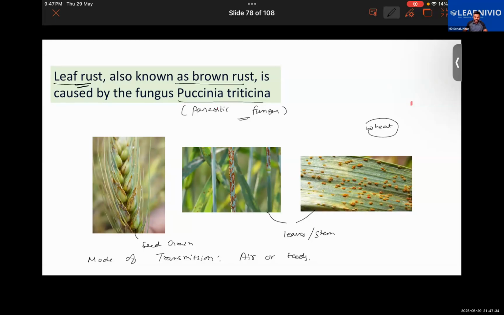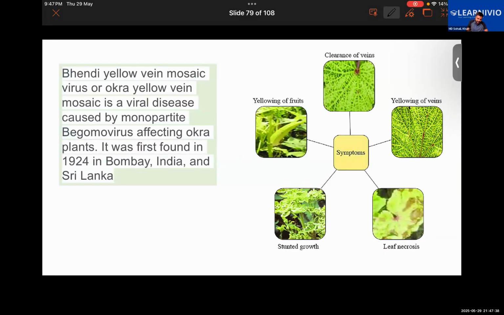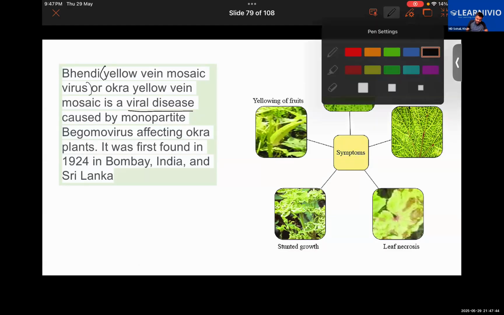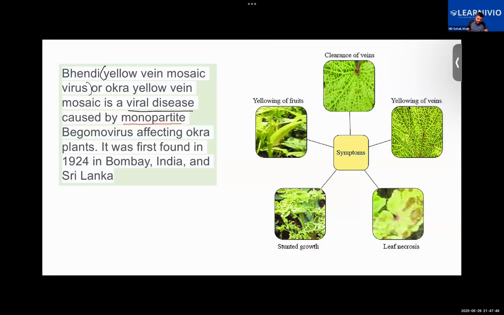Okay, next we have the yellow vein mosaic virus. It's a viral disease caused by the virus known as monopartite begomovirus. Just for reference I'm naming the virus, although you don't have to memorize it.